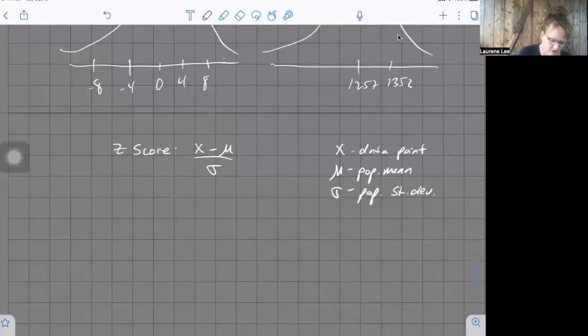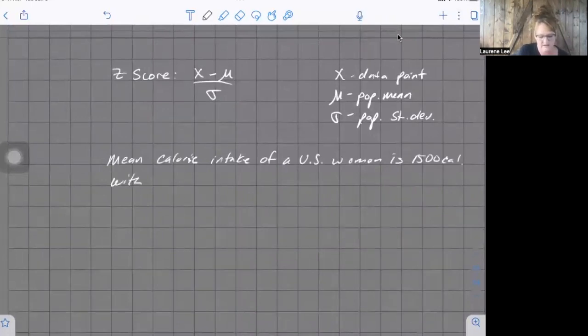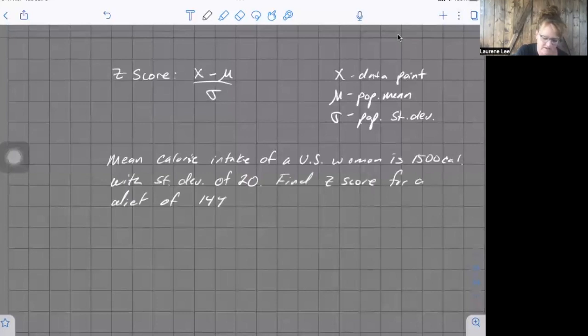in this example. So I'm going to say, if the mean calorie intake of a United States woman is 1,500 calories with, let's say, a standard deviation of 20, find the z-score for a diet of 1,472 calories.